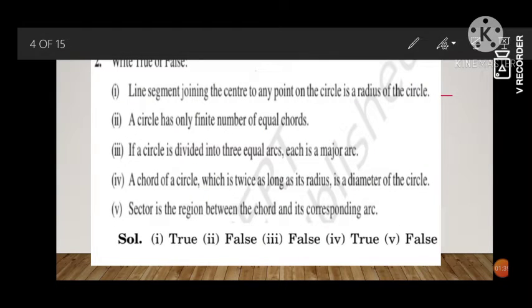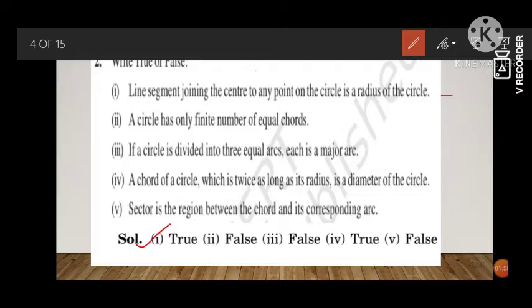Now question number 2 is true and false. So you have to write whether the following statements are true or false. The line segment joining the center to any point on the circle is the radius of the circle. The answer is true.